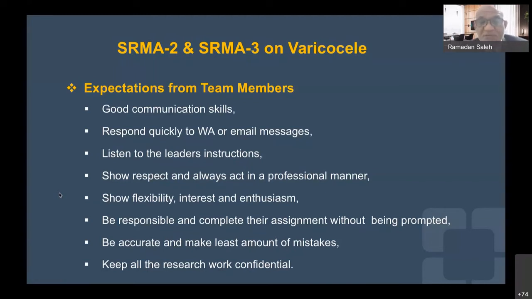It's very important to be accurate in all steps of the research, because ultimately this research will be used for decision making in a clinical situation. You have to make the least amount of mistakes, and of course all these research activities need to be kept confidential.